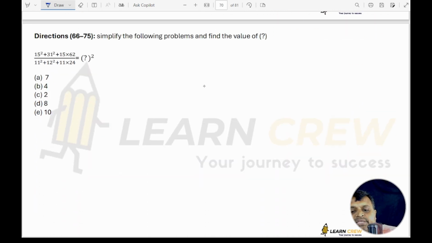15 square plus 31 square plus 15 into 62. It is nothing but 15 plus 31 whole square. A plus B whole square is A square plus B square plus 2 into A into B. 2 into 31 is 62. Similarly here 11 plus 12 whole square. 15 plus 31 is how much? 46. 46 whole square by 23 whole square. 46 by 23 is 2. 2 square is 4. So answer is 4.